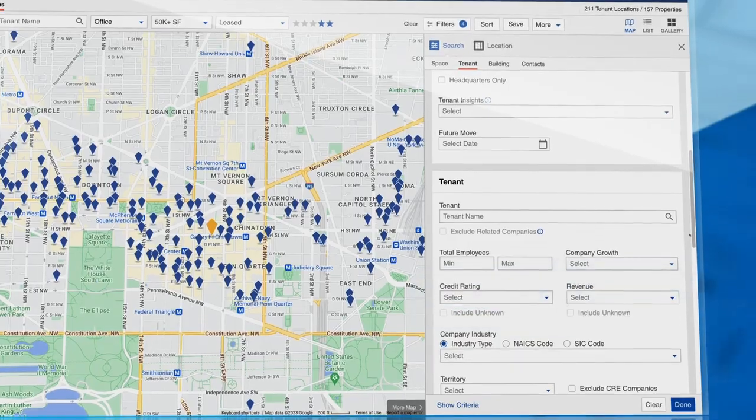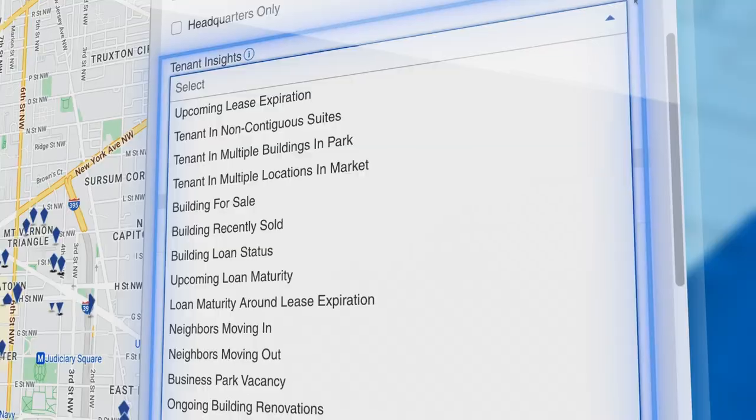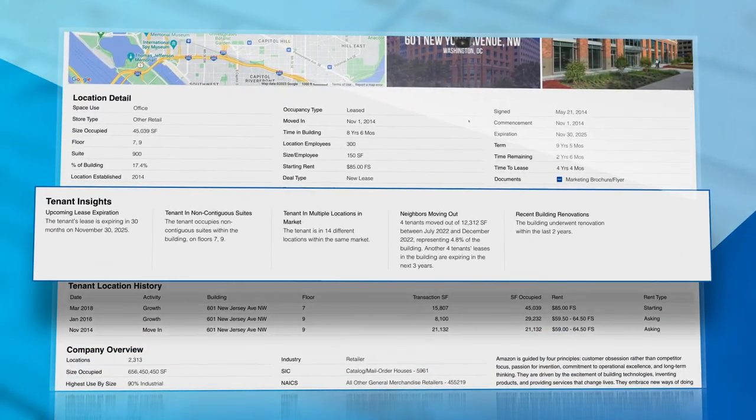for targeted prospecting. The Tenant Insights enables you to identify a prospect lead by providing relevant insights that may impact a tenant at its location.